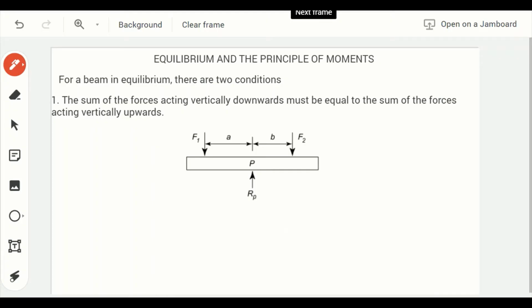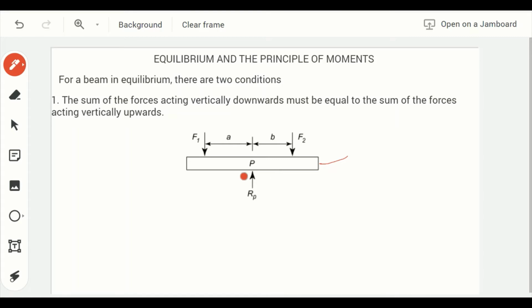Now let's start some real stuff. Now let's look at a beam in equilibrium. Now we have two conditions for a beam in equilibrium. The first condition is this, that the sum of the forces acting vertically upwards must equal the sum of the forces acting vertically downwards. As you can see on this beam, we have three forces acting on the beam.